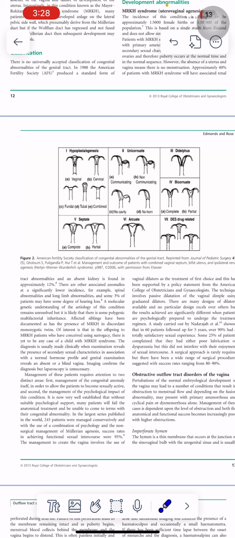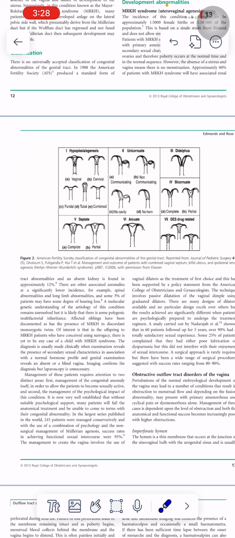Affected siblings have been documented, as well as Mrkh in discordant monozygotic twins. Of interest, offspring of Mrkh patients who have conceived using surrogacy have yet to be reported with Mrkh syndrome. The diagnosis is usually made clinically when examination reveals the presence of secondary sexual characteristics associated with a normal hormonal profile and genital examination. Imaging confirms the diagnosis, but laparoscopy is unnecessary. So you have to make the diagnosis with a normal ultrasound.